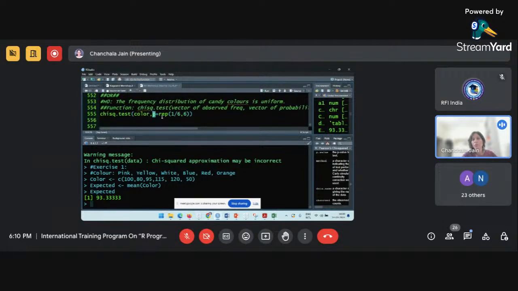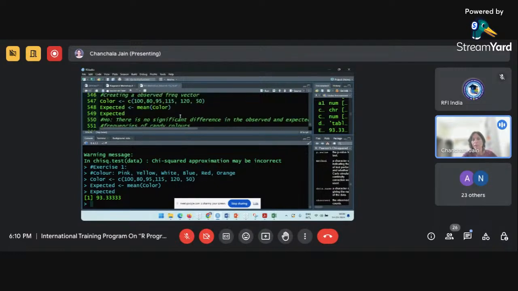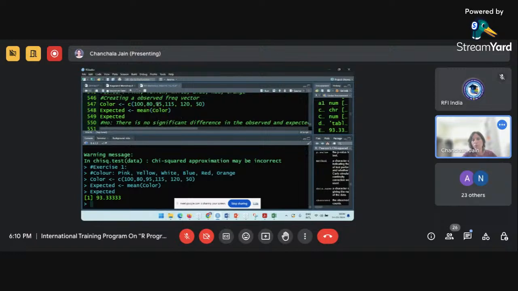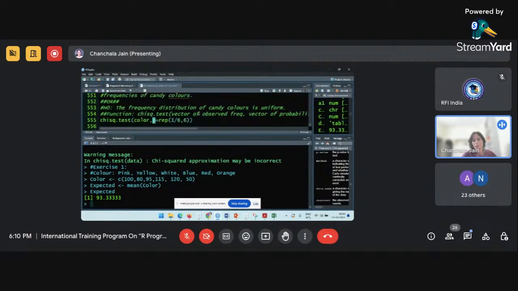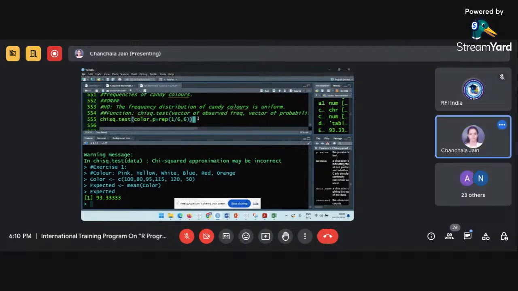So I have written p equals repeat 1 by 6, 6 times. Why 1 by 6? Because how many categories of colors are there? 1, 2, 3, 4, 5, 6 categories. 1 by 6, or in decimal you can write 0.16 or 0.167, that is also fine. 6 times I need to repeat because the length of both the vectors should be the same. Also, if you do not want to use the repeat function, you can use the c function and write 1 by 6 six times.